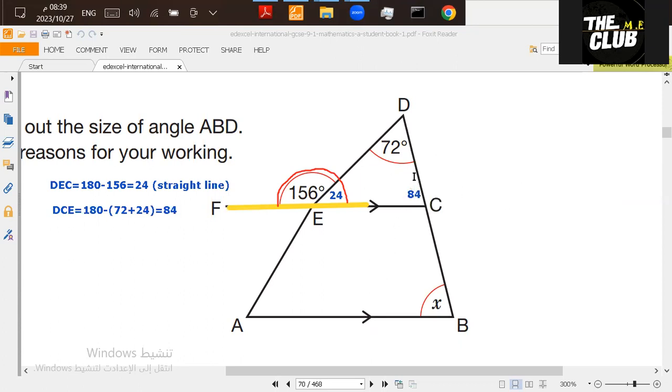Now, after knowing this angle here, I can find X. How is that? I can see that EC is parallel to AB.